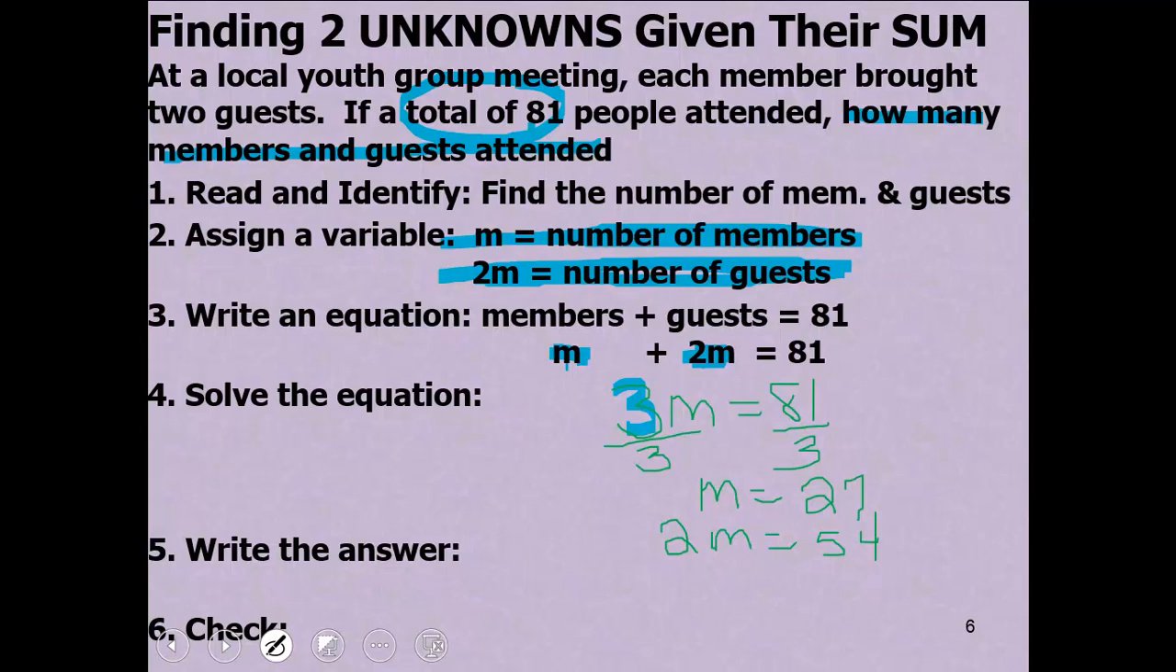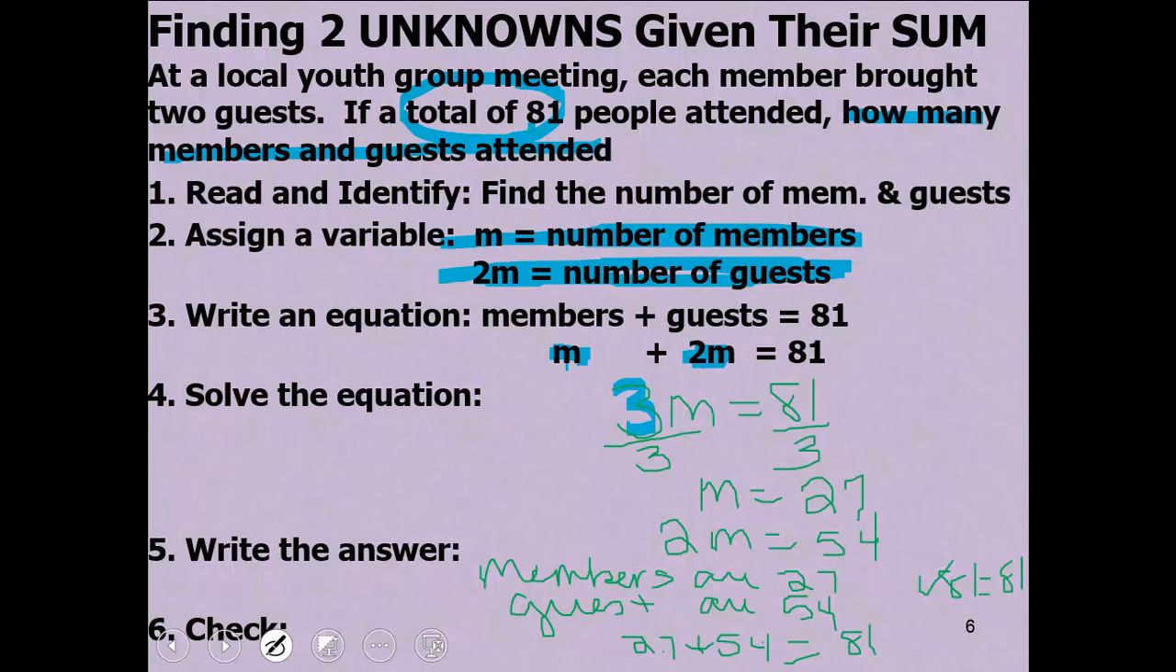Okay, so I'm going to write my answer. Members are 27. Guests are 54. Now, if I add those together, they better equal what? 27 plus 54, here's my check. I better equal 81. So 7 plus 4 is 11. Carry the 1. 2 plus 5 plus 1 is 8. So I get 81 equals 81, and it checks.